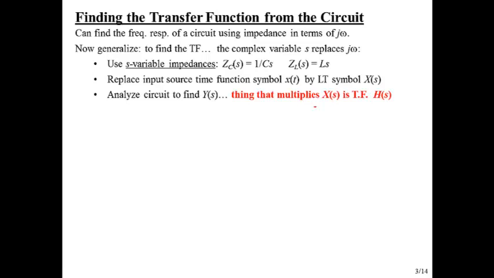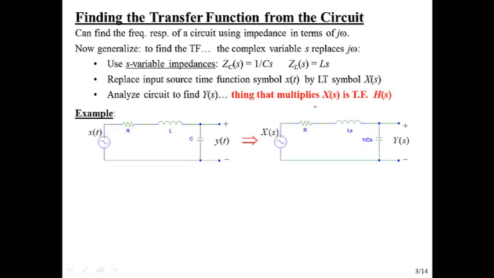All we have to do is replace by s variable impedances. Then we just have to solve our circuit like we've been doing before to find the transfer function. So let's do that. We're going to take L and replace it by Ls, take the capacitor and replace it by 1 over Cs, x of t gets replaced by X of s, y of t gets replaced by Y of s.